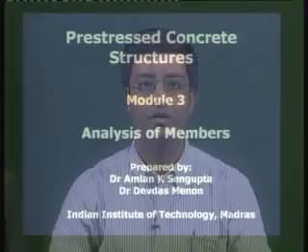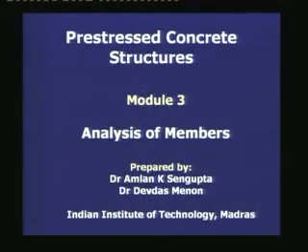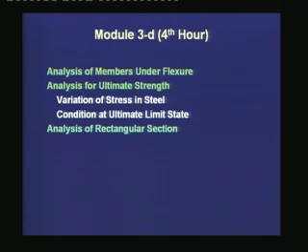Welcome back to Prestressed Concrete Structures. Today we are covering the fourth lecture of Module 3 on Analysis of Members. In today's lecture, we shall cover the analysis for ultimate strength for members under flexure. Under that, we shall understand the variation of stress in steel throughout the loading history, and we shall also learn about the condition at the ultimate limit state, and finally we shall move on to the analysis of a rectangular section.